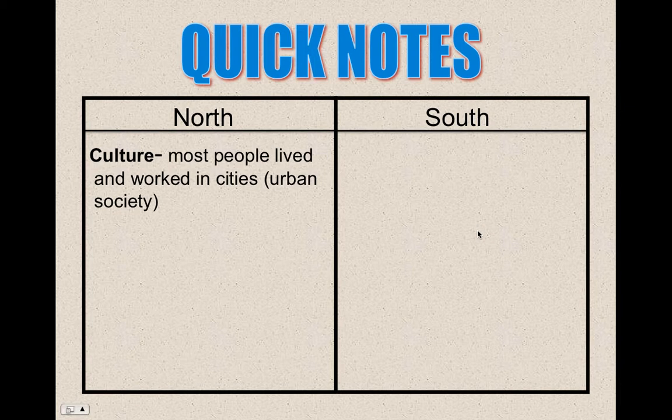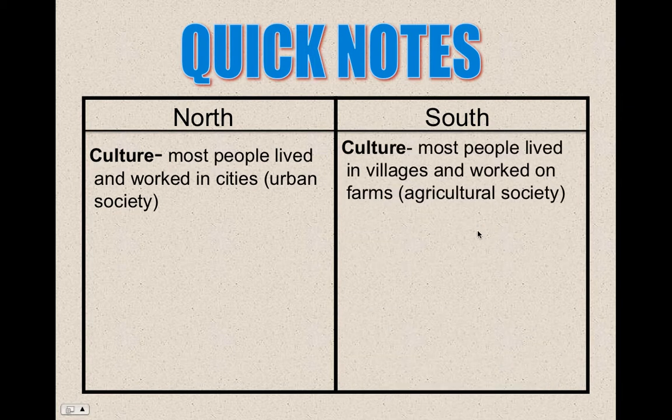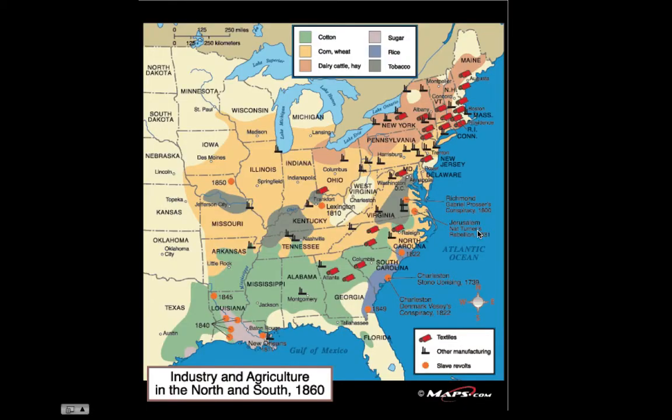So the North, you've got an urban society. People are living in cities and working in cities. In the South, you have an agricultural society. People living in villages and working on farms. Let's look at the economic situation. How are these areas making money?